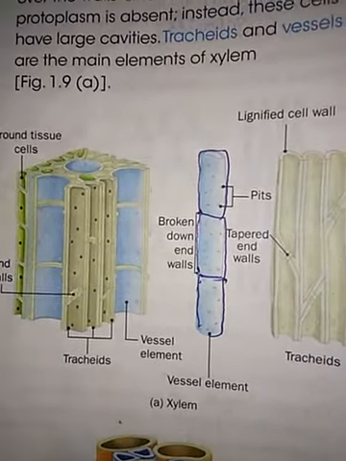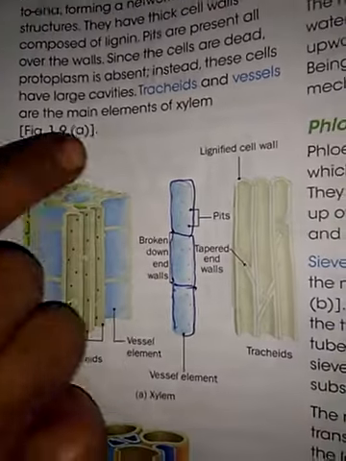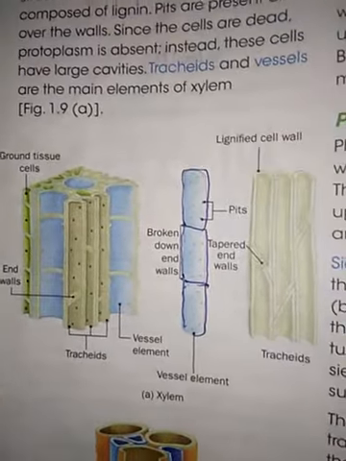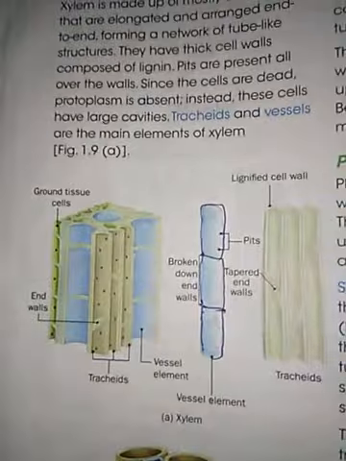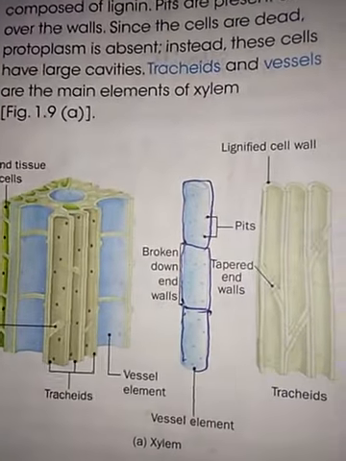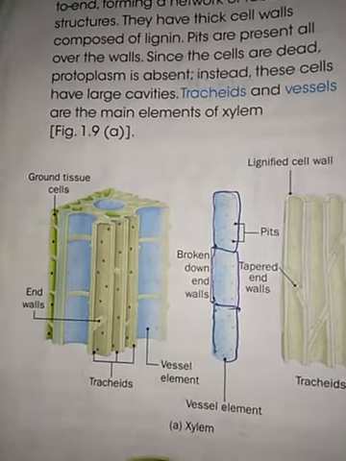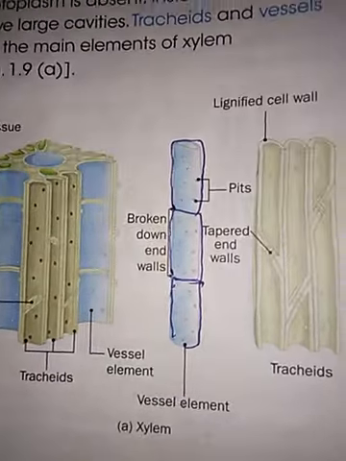The thick wall of the xylem, the outer layer of the xylem, helps to give mechanical support. What is the use of the thick wall of xylem? It gives mechanical support to the plant. Okay, you understand, students?